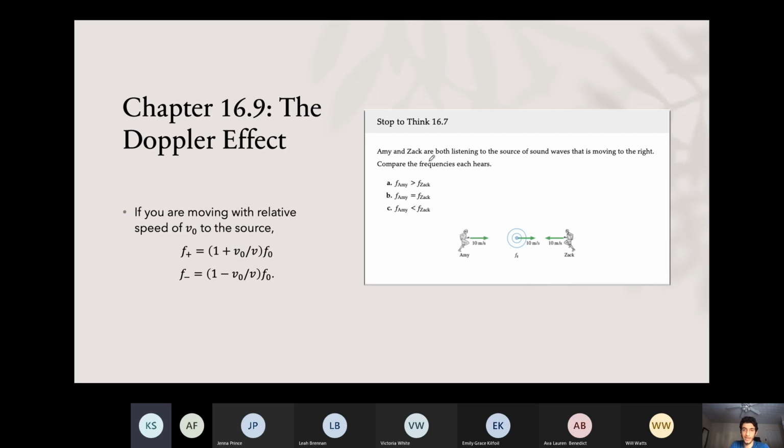Okay, so Amy and Zach are listening. Both are listening to the source of sound waves that is moving to the right. Compare the frequency each hears. So for Amy, is the frequency lower or higher if both of them were stationary? Like, to Amy, the source is relatively stationary. Does that mean it will be the same frequency, or will the frequency be more or less to Amy than normal?